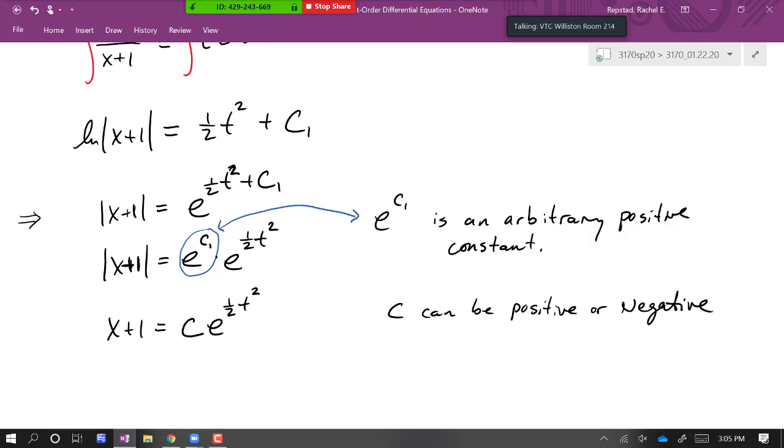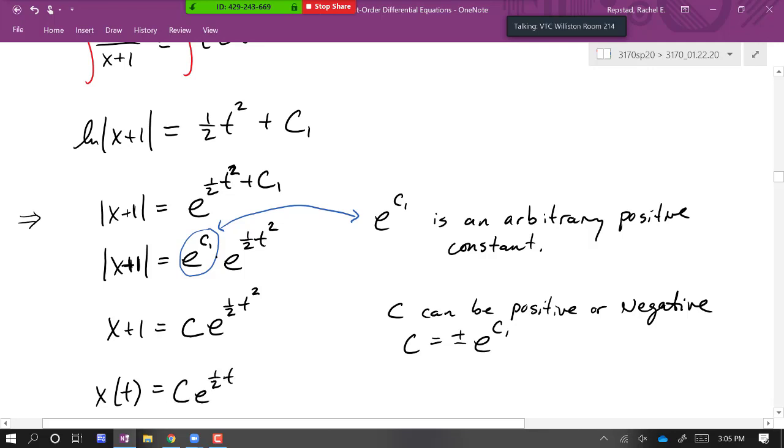And whilst we can't say c is exactly equal to e to the c1, we do know that c is equal to plus or minus e to the c1. Like, we could say that for sure. And then one last thing, we'll just subtract 1 from both sides to get x by itself. So x of t as a function is c e to the 1/2 t squared minus 1.